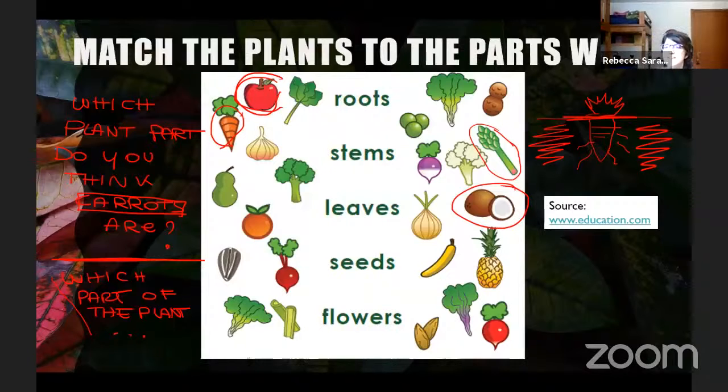So I just want to say something about the construction of these questions. So in this case, do you know the difference between which and what in a question? Do you know? So do you know the difference between which and what?